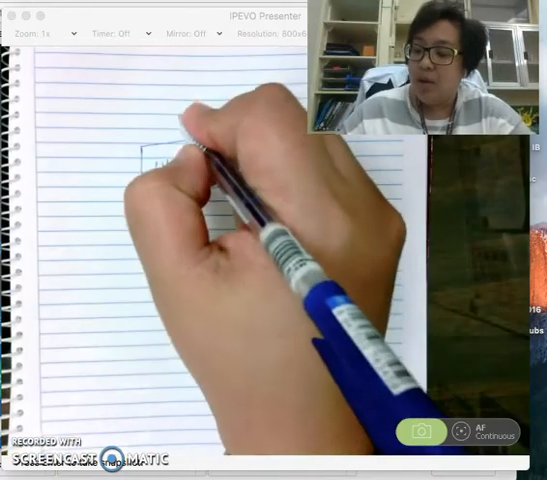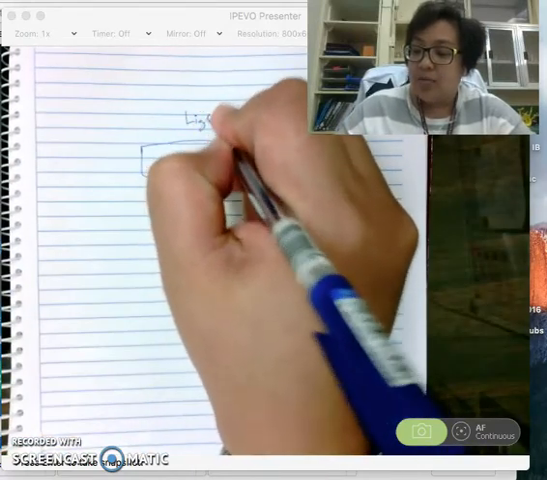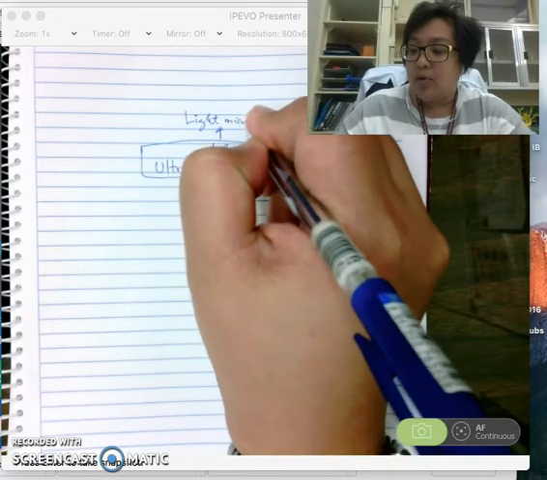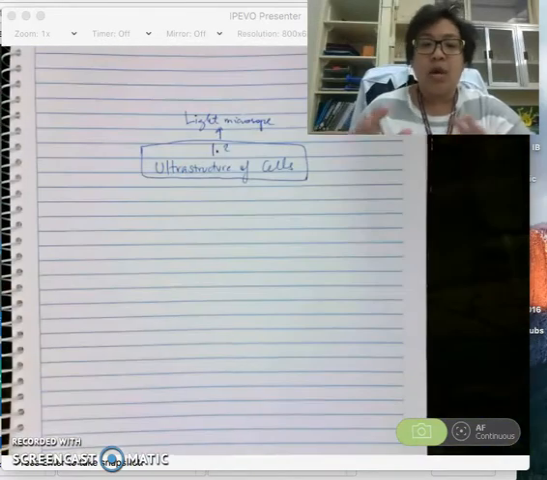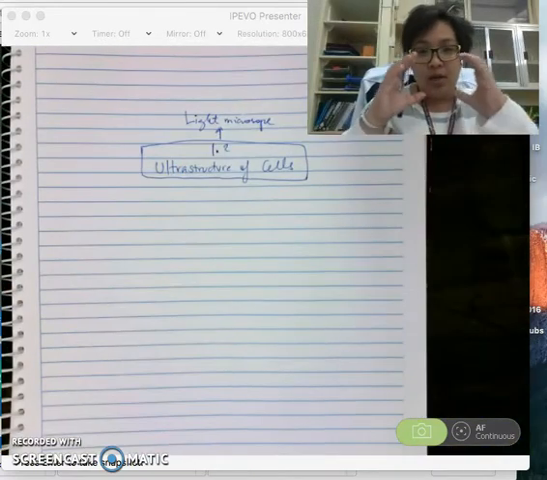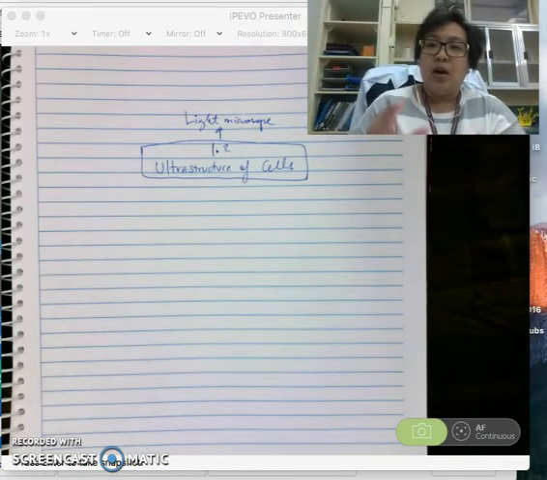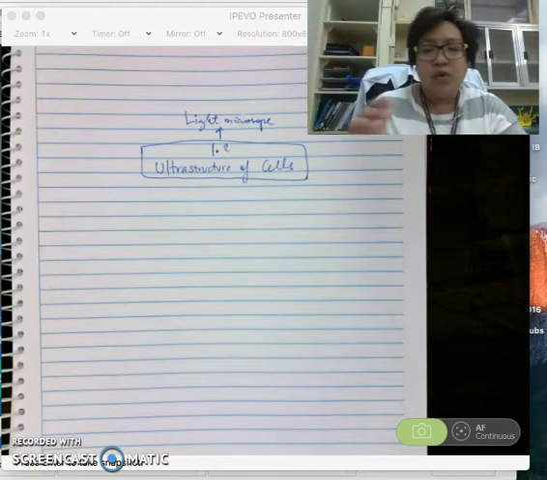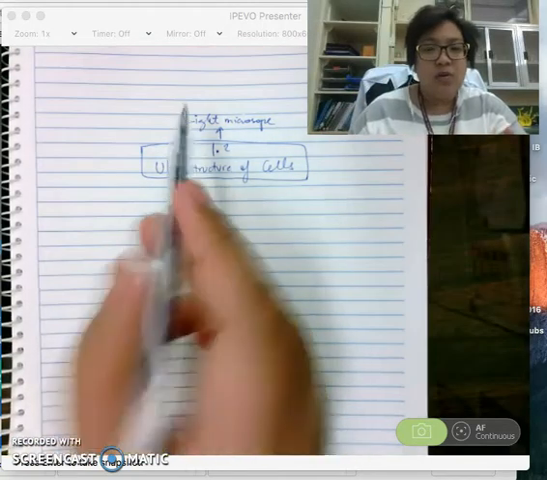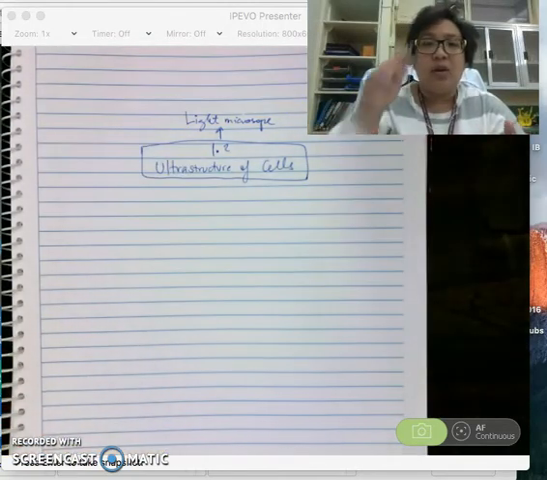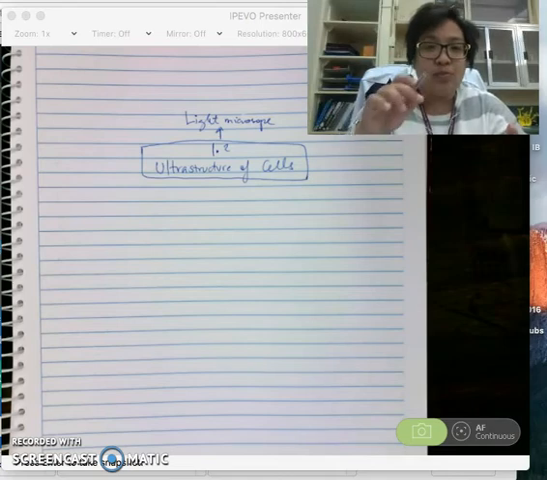We had a lab, and we actually made use of a light microscope, and we were able to somewhat see the structure of the cell. However, if you use a light microscope, it cannot really reveal what's inside, what are the organelles present.